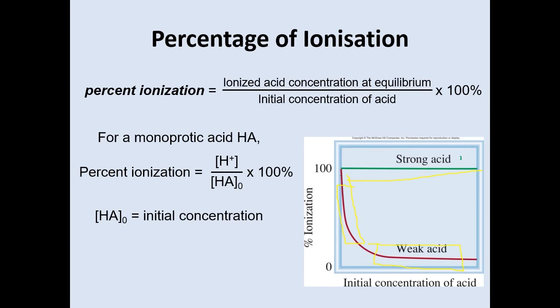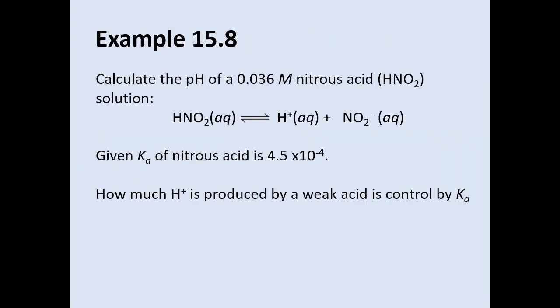All right. Now, there's another example. It says to calculate the pH of the solution when there is 0.03 molar nitrous acid. So again, the Ka of the nitrous acid is given, fortunately.